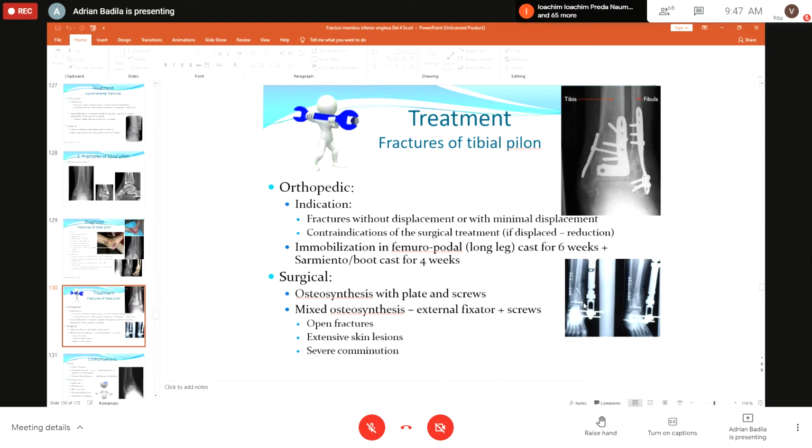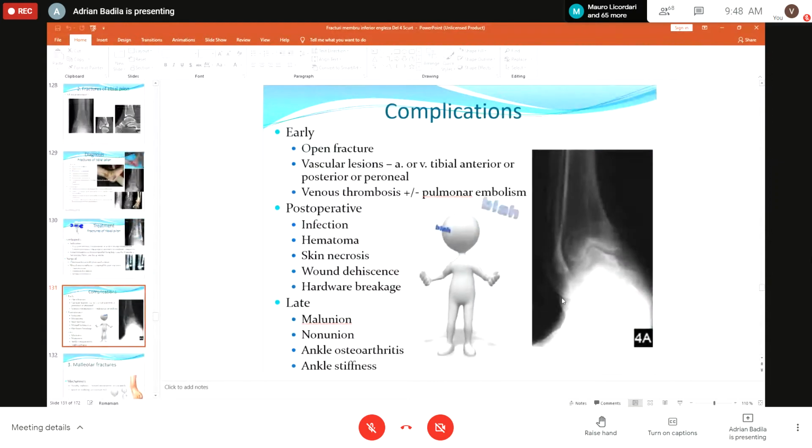an acceptable reduction. So in these cases, in explosive fractures, you prefer not to open the fracture site, but to mount an external fixator in order to restore the length and the axis of the segment. And you can introduce screws by mini-invasive approaches in order to reduce and fix the bigger fragments. So this is the mixed osteosynthesis, an association between an external fixator and screws. Complications, the same.